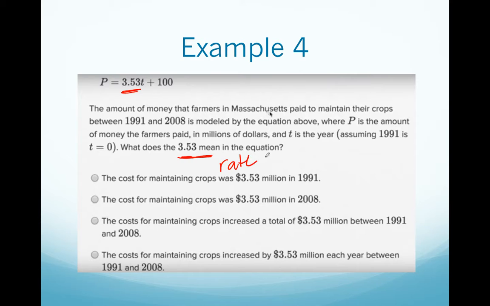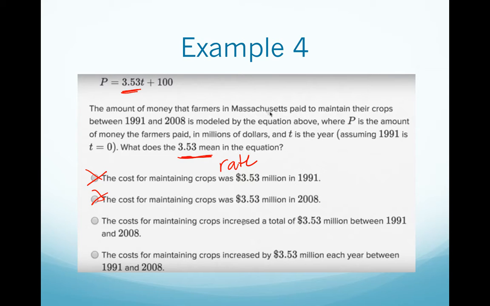So if we go through and we look at our answer choices here, the first choice is just talking about how much it was in 1991. So that's not the right value because that would be like your start value, which in this case, we're looking at a rate and not the y-intercept. Same thing here, we're just talking about a one-time value.